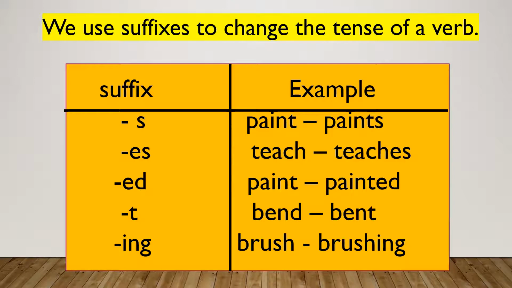For example, the suffix s is added to the verb paint. Paint changes to its present tense when s is added to it. Correct, student? Now, let's see the next one.